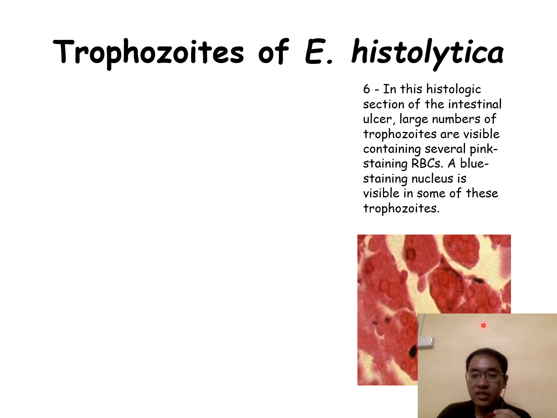Okay, these are tissue stain samples. We can see there are many. These are the trophozoites, and the blue stain one could be the nucleus. And there are many pink stain organelles that most likely are the RBC that are phagocytosed by the trophozoites.